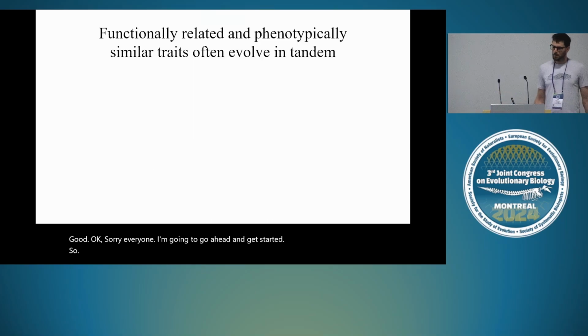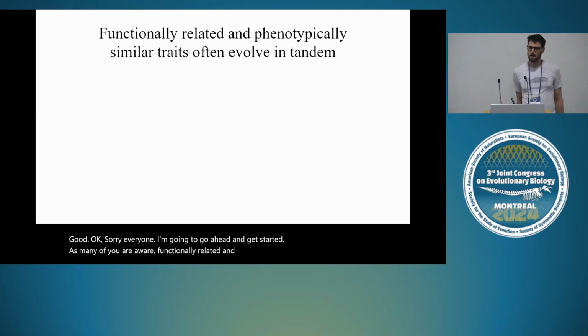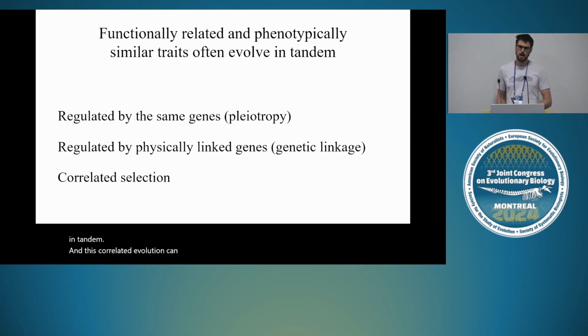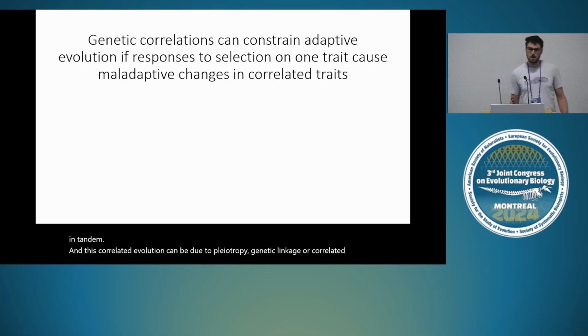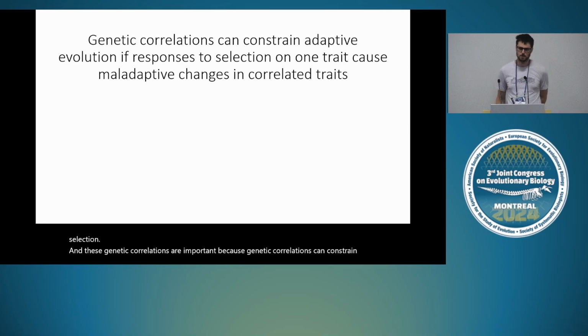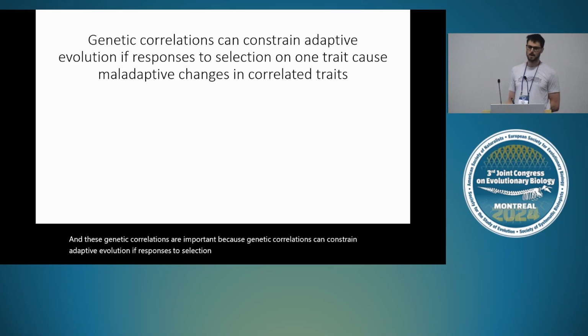As many of you are aware, functionally related and phenotypically similar traits often evolve in tandem. This correlated evolution can be due to pleiotropy, genetic linkage, or correlated selection. These genetic correlations are important because they can constrain adaptive evolution if responses to selection on one trait cause maladaptive trait changes in correlated traits.